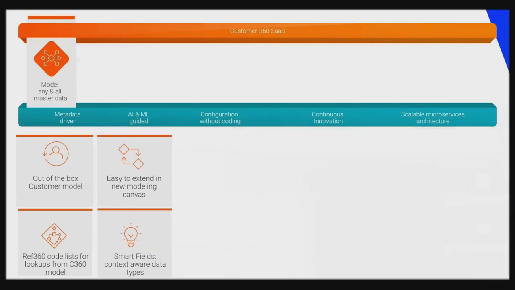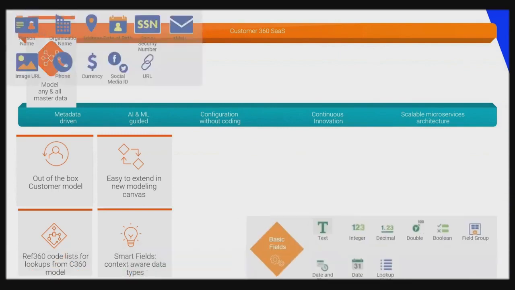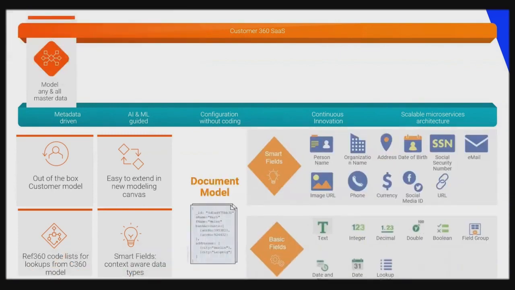So the next one is where we are specifying the document model type data model, right? So what does it basically mean? We have smart fields like person name, organization name, address, date of birth, social security numbers, email addresses, phone numbers, and so forth. And then you of course have your basic fields like text fields, booleans, integers, decimals, lookup values. So it follows a document or a data structure model where you have the parent entity and you have all the child entities grouped together, be it address or email addresses or phone numbers, all taken together.